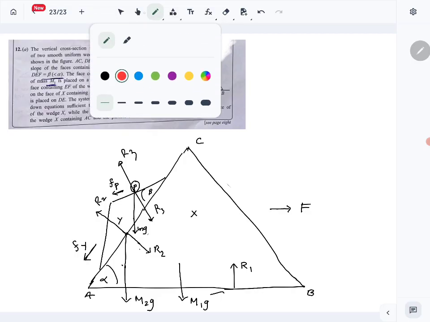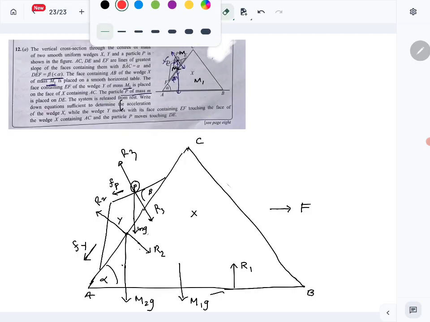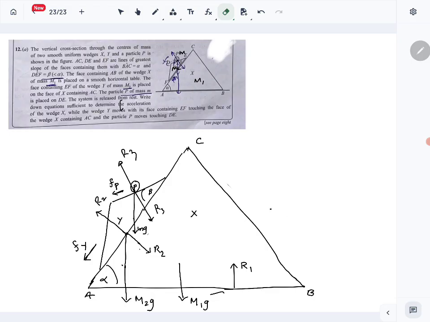Maybe let's mark the accelerations with a different color to make it clear: F, Fp, Fy. Okay, so everything is now marked, the accelerations and the forces.